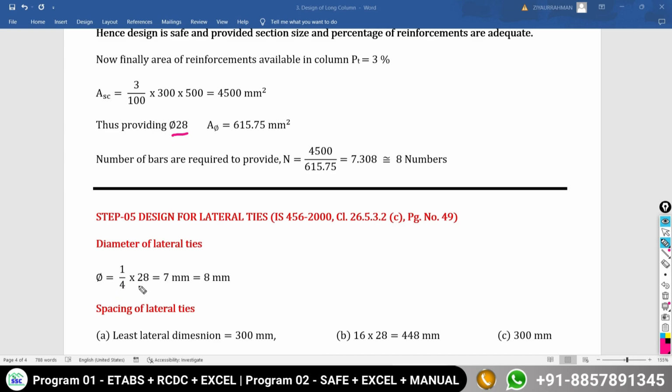So 1/4 of 28 mm is coming out to be 7 mm. So the diameter of lateral ties should not be less than this 7 mm. That's why we are going to provide the diameter of the lateral ties as 8 mm.